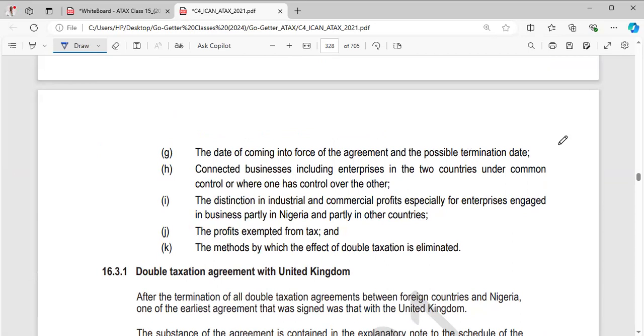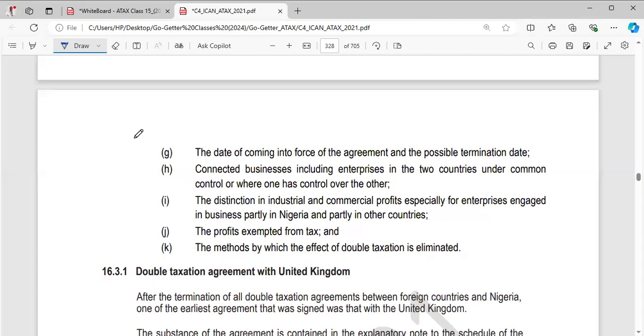Now, connected businesses, including enterprises in the two countries under common control, where one person has control over the two. So that is connected persons, connected businesses. So connected persons is an individual, connected businesses. So it means one business is a parent, the other one is a subsidiary or a branch. The distinction in industrial and commercial profit, especially for enterprise engaged in business partly in Nigeria and partly in other countries, profit exempt from tax, and all other things.